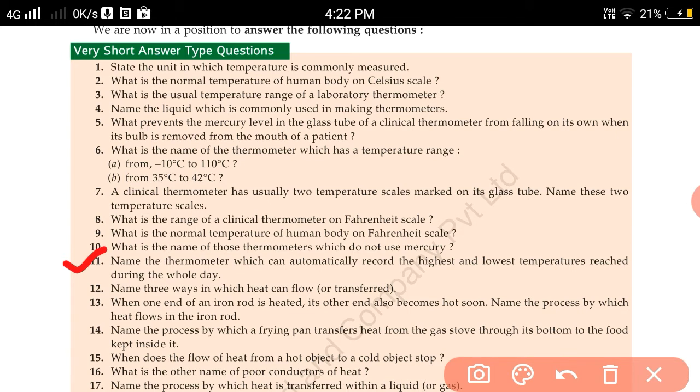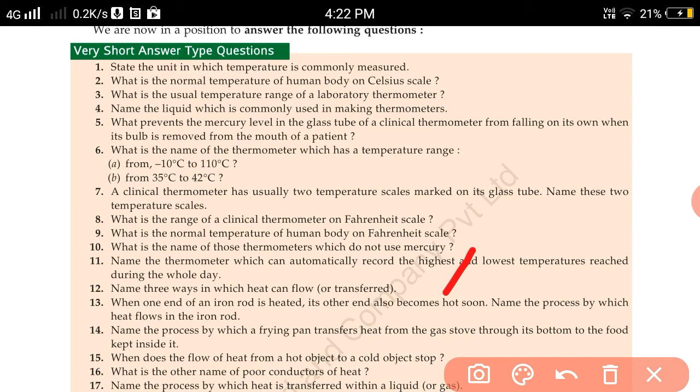When one end of an iron rod is heated, its other end also becomes hot soon. Name the process by which heat flows in the iron rod. Students, we have discussed that the transfer of heat in solids is due to conduction. Next question is, name the process by which a frying pan transfers heat from the gas stove through its bottom to the food kept inside it. It is due to the conduction process.